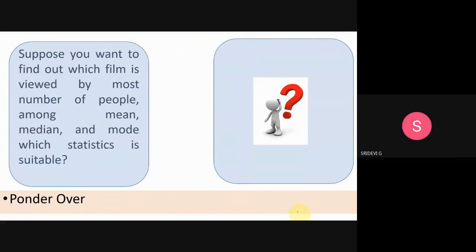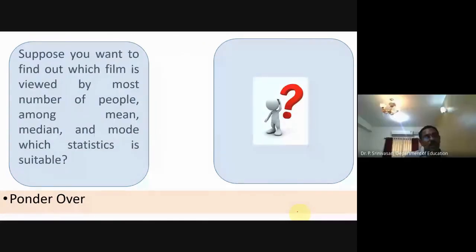Sir, your screen is not visible for me, sir. It is an easy question, you can answer. Mode, sir. Mode, sir. Hello, is somebody there in the class? Sir, mode. Mode is the correct answer.